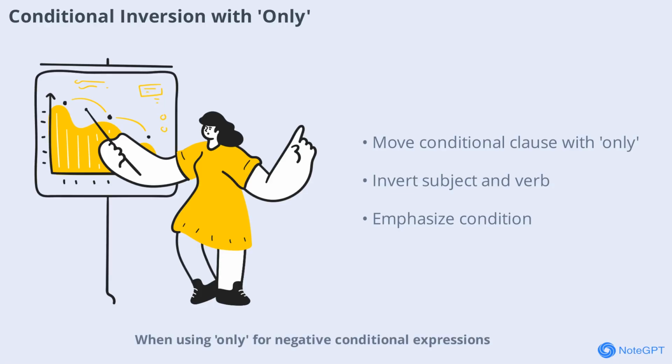Using only for negative conditional expressions, the entire conditional clause with only moves to the beginning, and the subject-verb order in the main clause is inverted. For example, "I will only go to the movie if you go too" becomes "Only if you go too will I go to the movie."